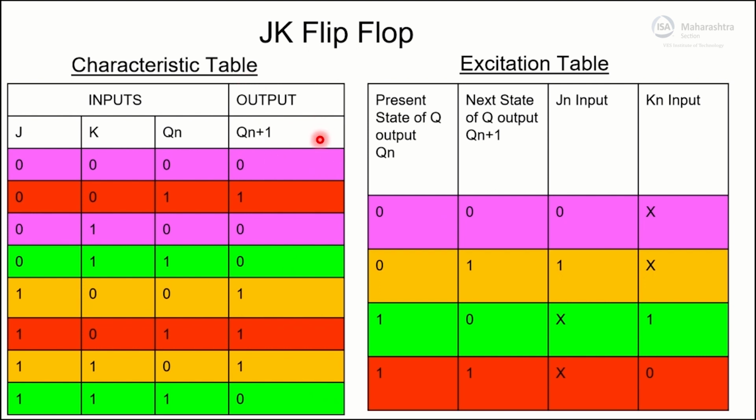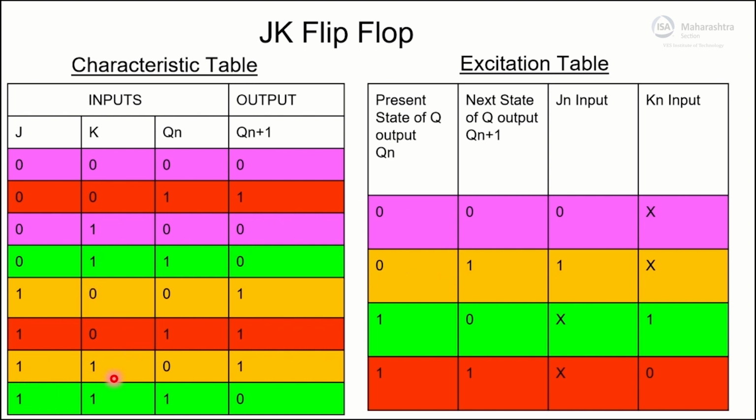In excitation table, Qn and Qn plus 1 column will remain the same and J and K inputs will be there. Let's take an example. Look into the excitation table second row, highlighted in orange. When Q changes from 0 to 1, it happens in two conditions. Under the set condition and when JK flip-flop toggles itself.